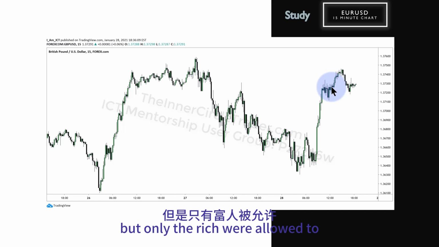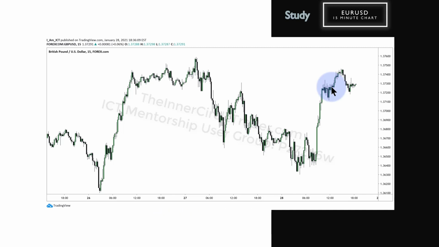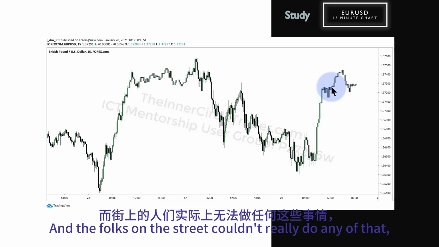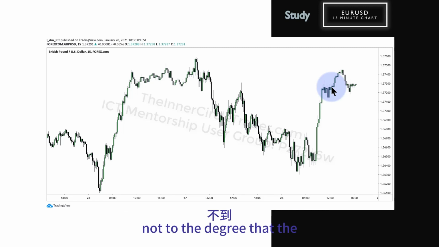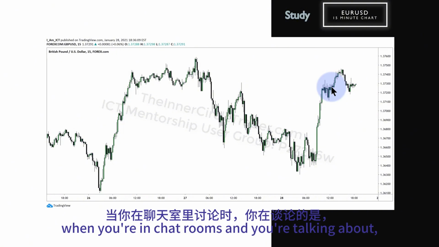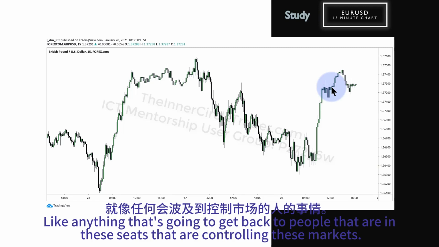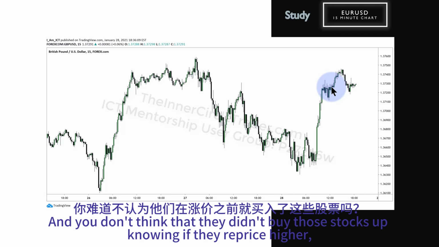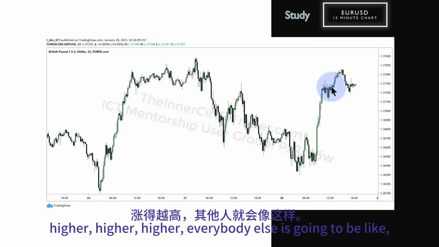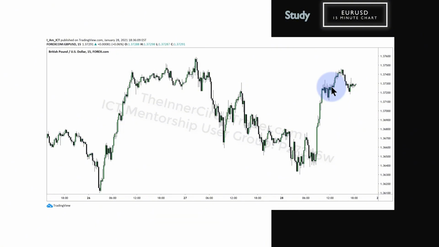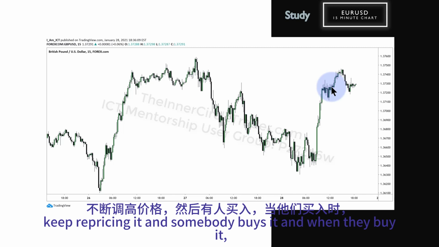But only the rich were allowed to get out of their positions today. And the folks on the street couldn't really do any of that. Not to the degree that the wealthy people did. So, long story short, when you're in chat rooms and you're talking about, yeah, we're going to do this collectively, like anything, that's going to get back to people that are in these seats, that are controlling these markets. And you don't think that they didn't buy those stocks up knowing if they reprice higher, everybody else is going to be like, yeah, we're making it go up. They keep repricing it and somebody buys it.